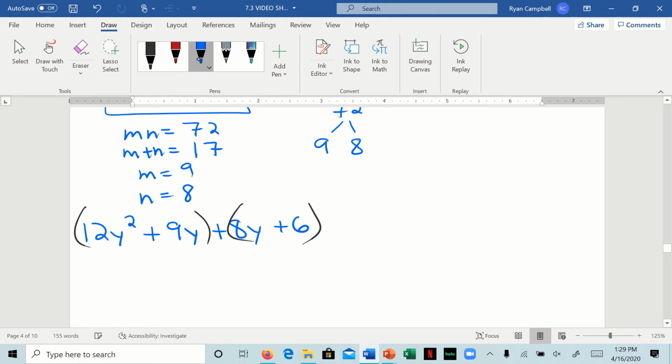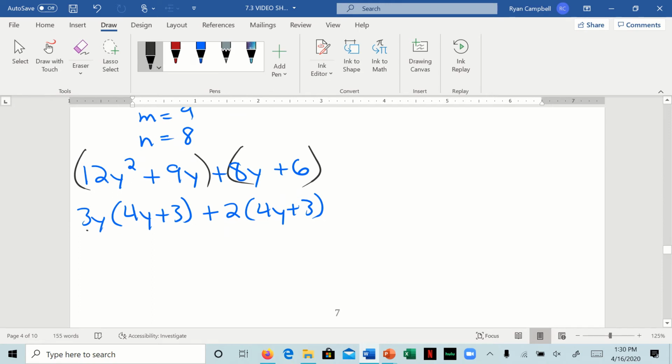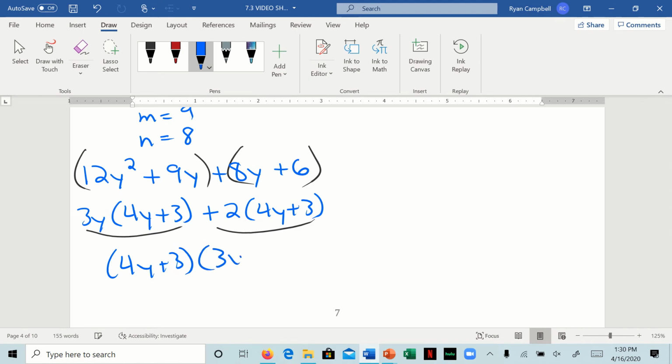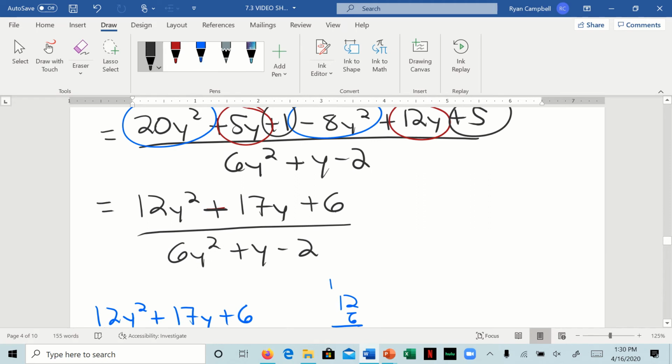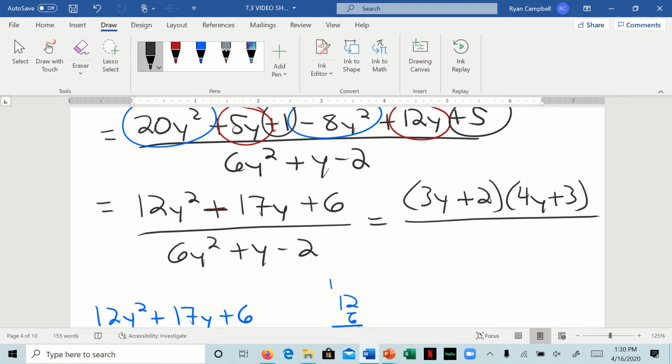So grouping them up, in the first group we can take out a 3y and we're left with 4y plus 3. In the second group we can take out a 2 and we're left with 4y plus 3. So between these two terms, what's in common is 4y plus 3, and what is left over is 3y plus 2. So when we simplify this, we see the top is 3y plus 2 and 4y plus 3. It doesn't matter what order you put it in, as long as you put them together.